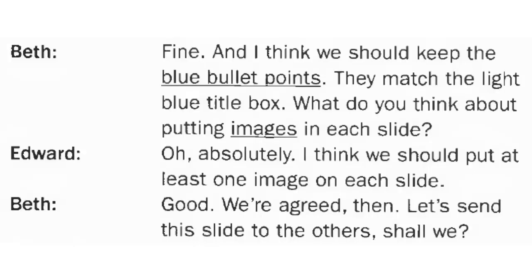And I think we should keep the blue bullet points. They match the light blue title box. What do you think about putting images in each slide? Oh, absolutely. I think we should put at least one image in each slide. Good. We're agreed then. Let's send this slide to the others, shall we?